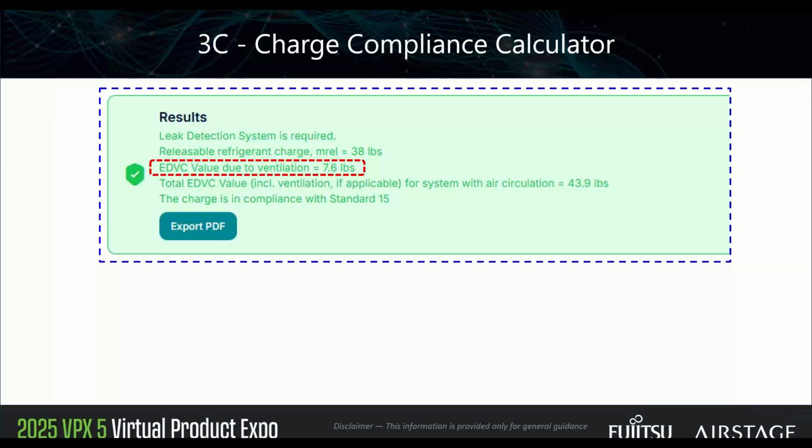But the total EVDC value for this, including those 7.6, is 43.9. So that is the maximum allowed with that ventilation. So it means we are in compliance. 38 is below 43.9, so very good to go. If you want to have a report of this, you would click on Export PDF there, and that will give you an output page that we'll take a look at.